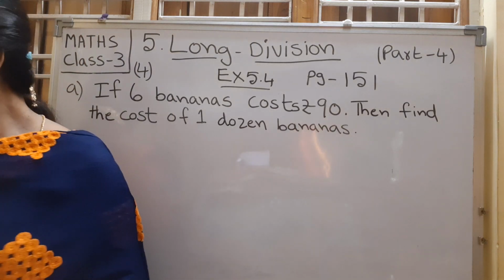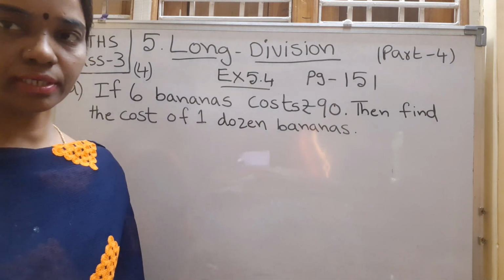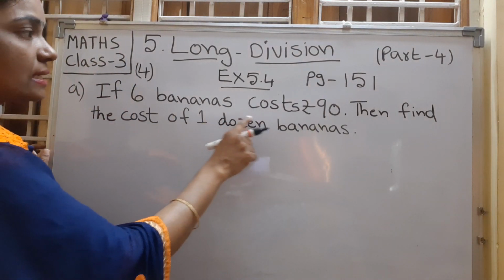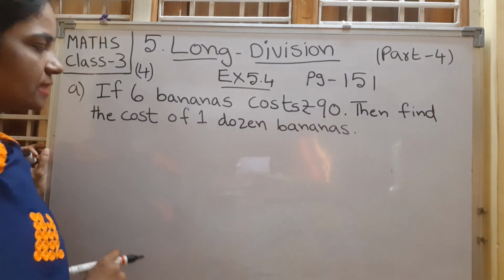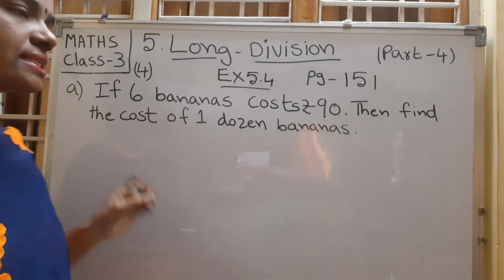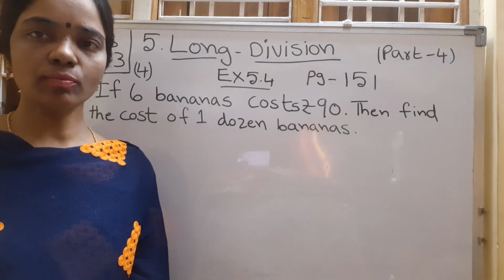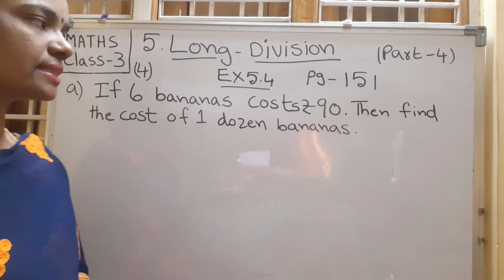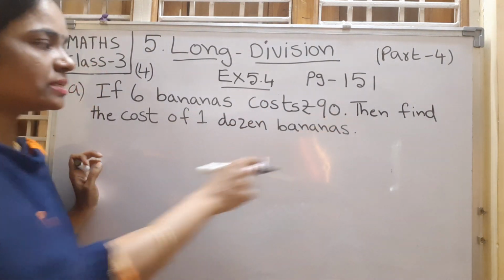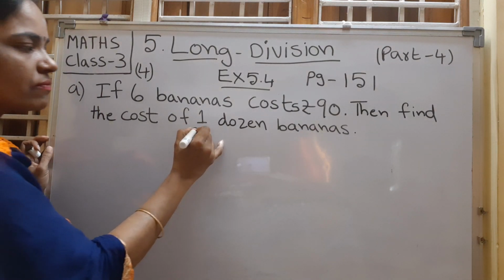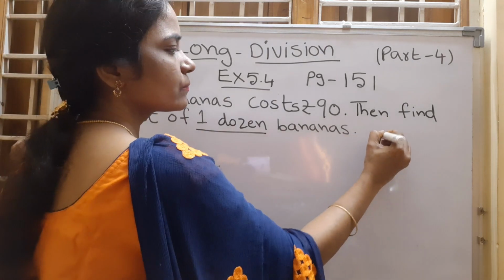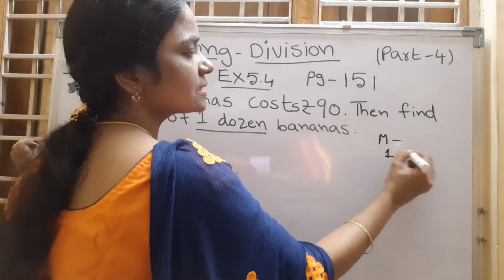Okay, children. So what is the given word problem here? First, read the word problem carefully. If 6 dozen bananas cost 90 rupees, then find the cost of 1 dozen bananas. So here, what is the given data? First, read the problem, understand it and underline the keywords. So here, the cost of 6 dozen bananas is given, that is 90 rupees. So we have to find out the cost of 1 dozen bananas. 6 means more, giving more and asking for 1 means take division.